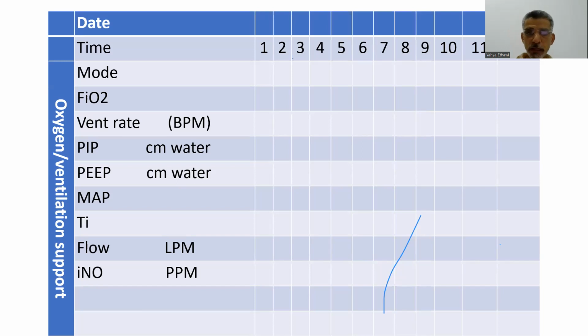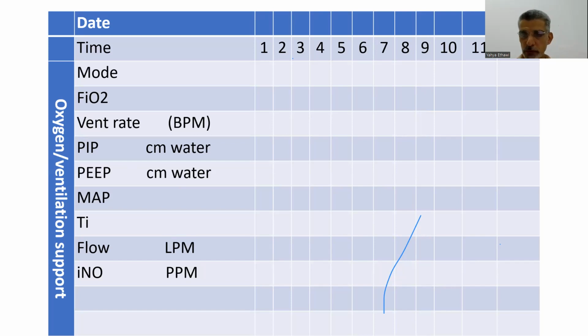So we also write the ventilation rate. Each 1 hour, we write what the ventilation rate is. We write the PIP if we are ventilating the baby, which is usually measured in centimeters of water, peak inspiratory pressure. We write the PEEP, and it's also measured in centimeters of water. We write the MAP, also in centimeters of water. And we write the inspiratory time. Is it 0.36, 0.37, 0.38, 0.4, and so on.